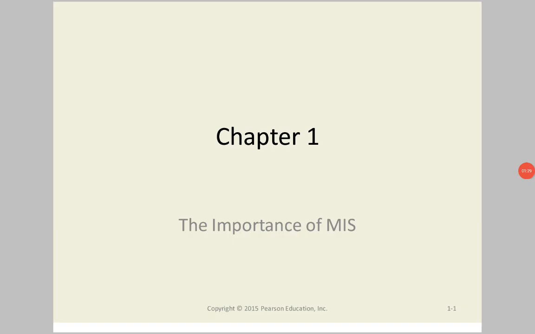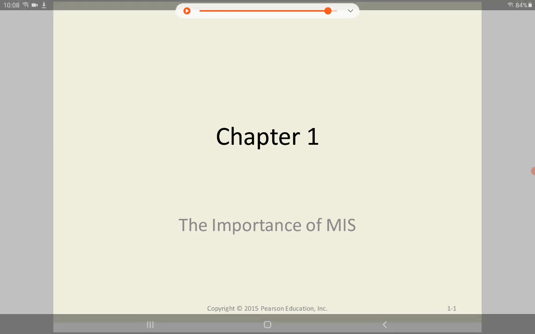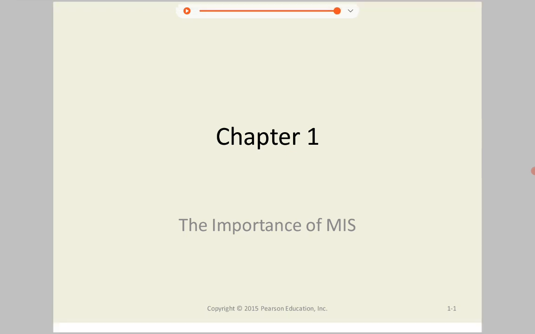So today we discuss why we require MIS in organizations. What is the use of MIS, what are its applications, why we require MIS. MIS is needed because of the following reasons.